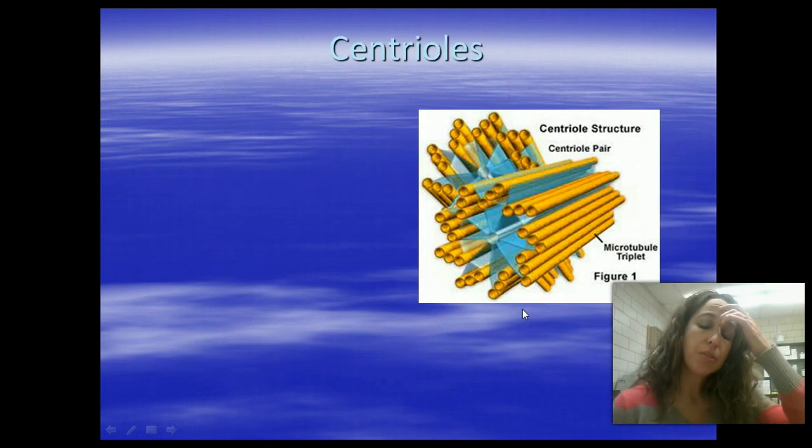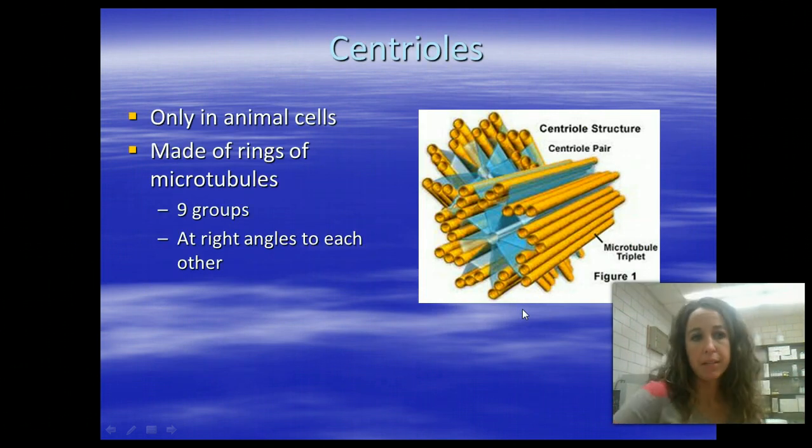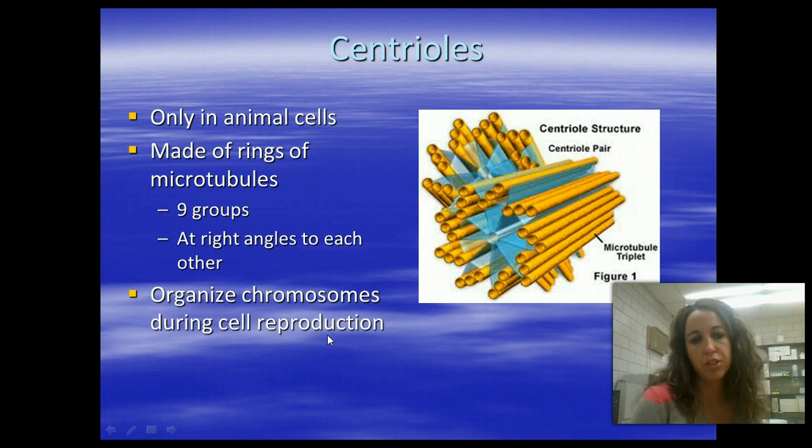Okay, centrioles are also found only in animals. They are made of rings of microtubules, and there's 9 groups of these rings, as you can see here, and when they're together, usually arranged at right angles to each other, their function is to organize chromosomes during cell reproduction.